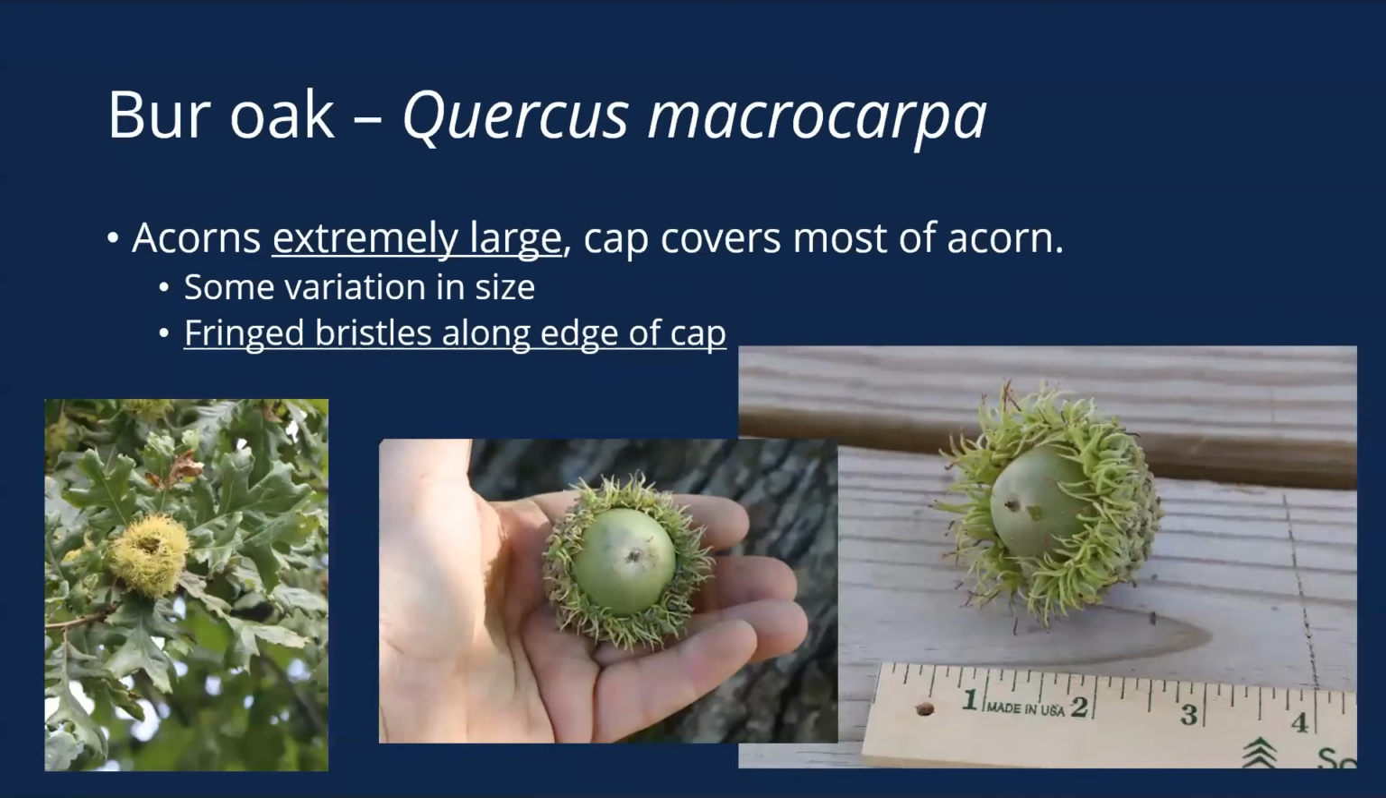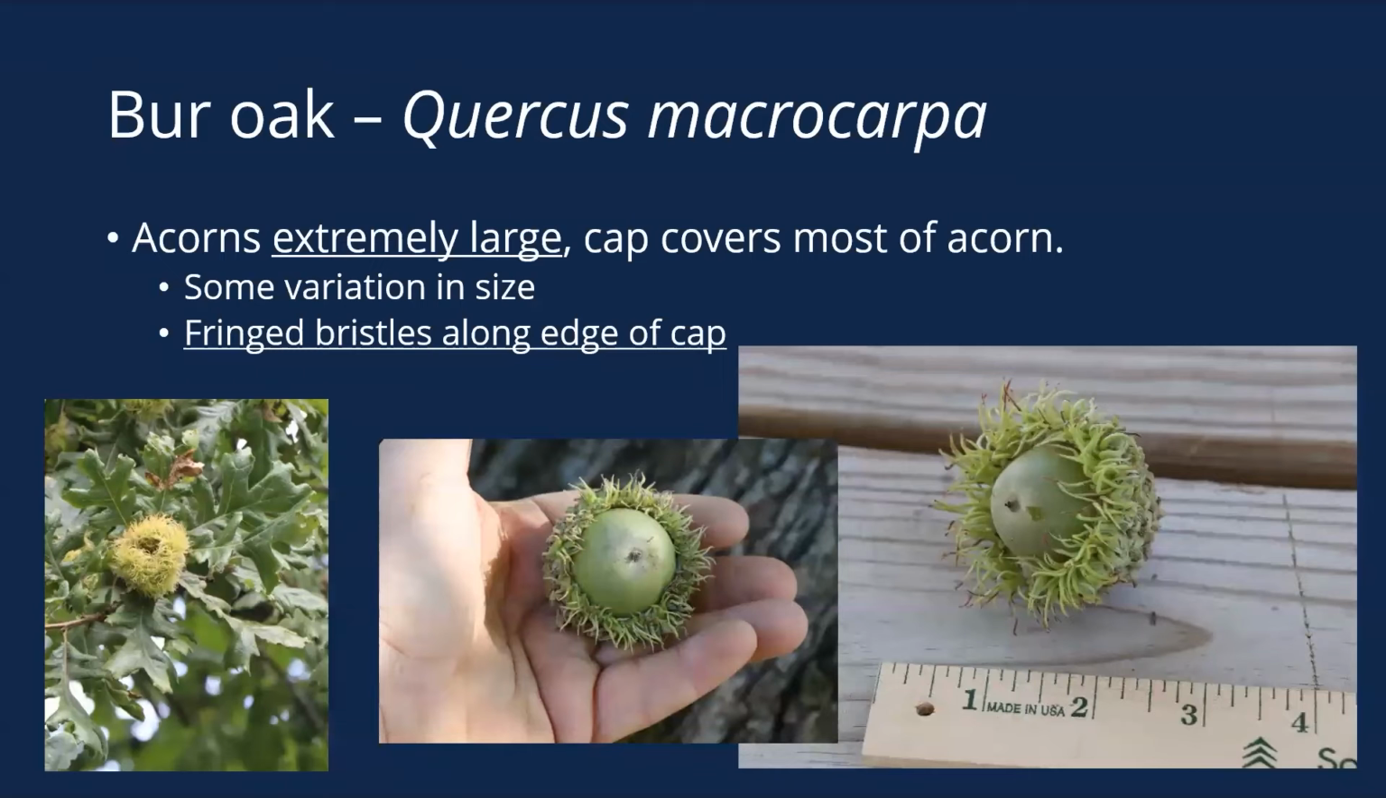But the acorns are the largest of all of our oak acorns. They can get really, really big. There is some variation in size, with those riparian bur oaks tending to have really, really big acorns, and some of the savanna or prairie ones having a little bit smaller ones.